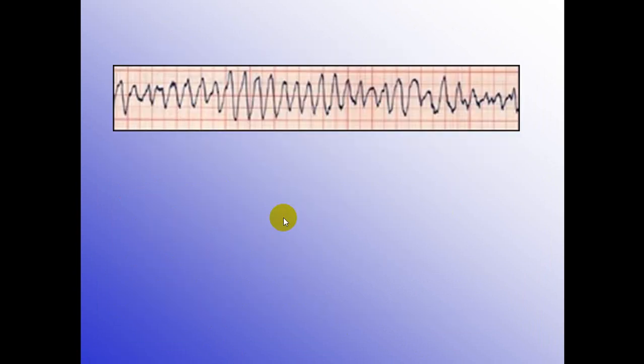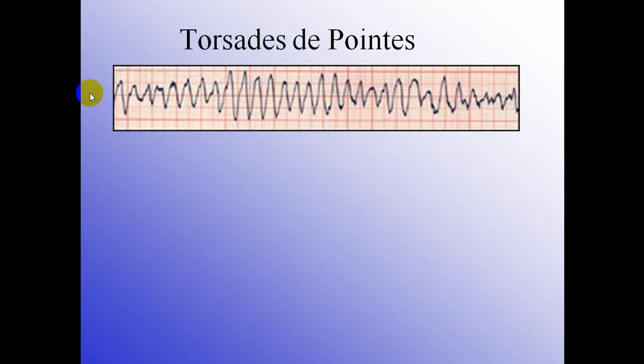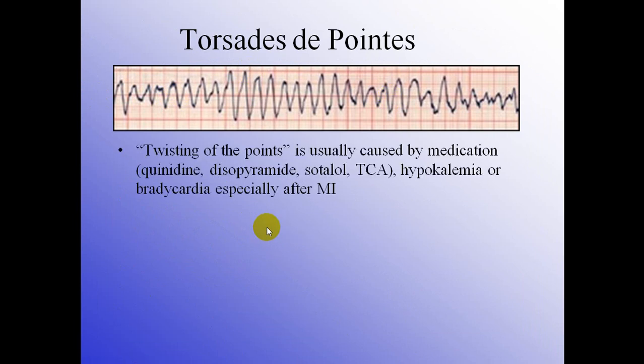And this is VF, an example of ventricular fibrillation. Torsade de pointes is the oscillating points around the baseline. This is torsade de pointes caused by medication like quinidine, disopyramide, sotalol, beta blocker, and so on.